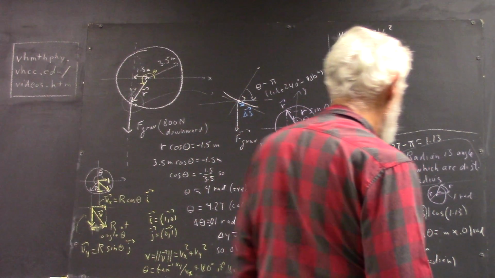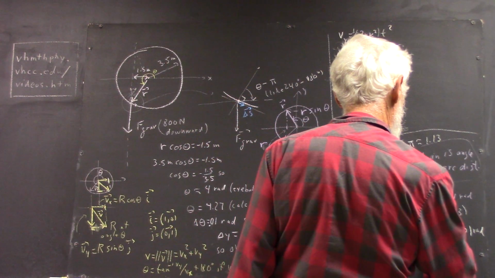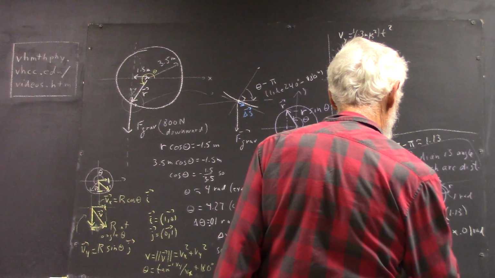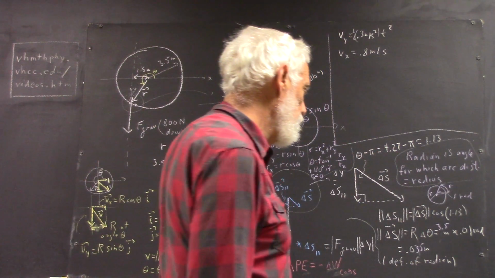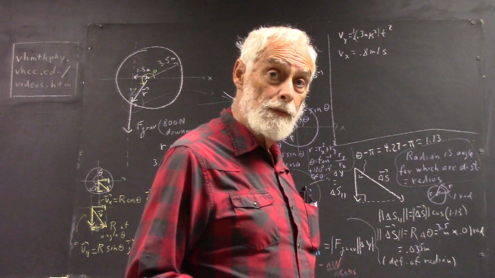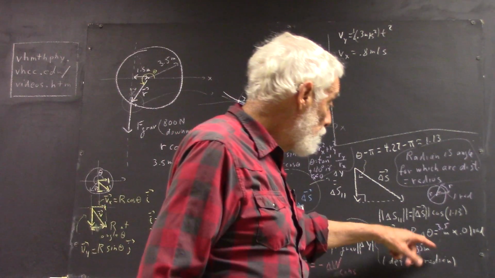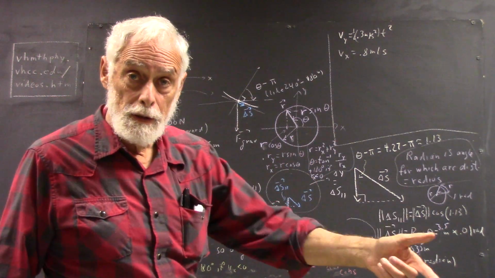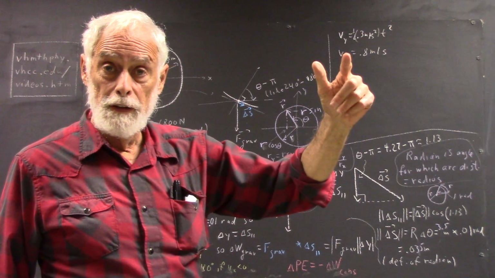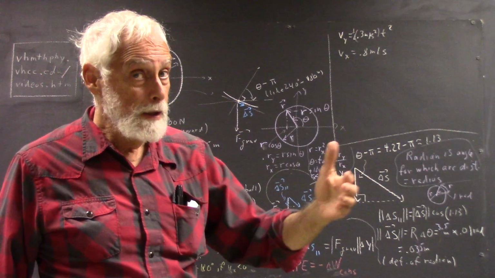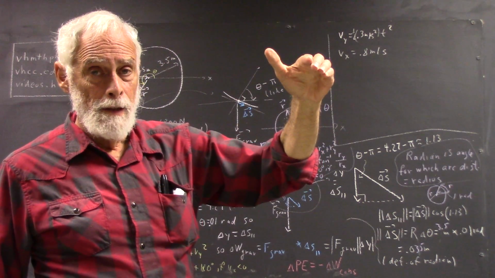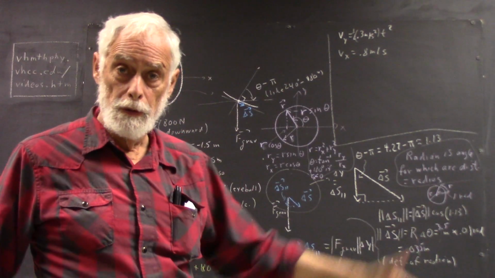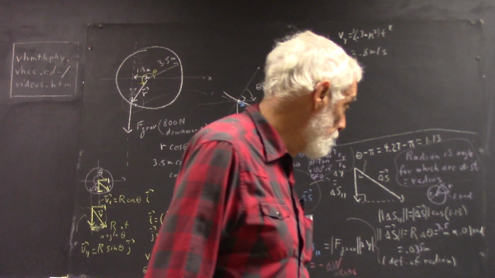So this should have been 3.5 meters, 0.035 meters. And this is, again, by the definition of a radian, because 1 radian on a circle of radius 3.5 meters would take you through an arc distance of 3.5 meters. If 1 radian takes you through 3.5 meters, then 0.01 radian will take you through 0.01 of 3.5 meters, or 0.035 meters.